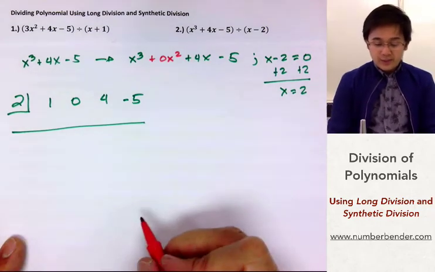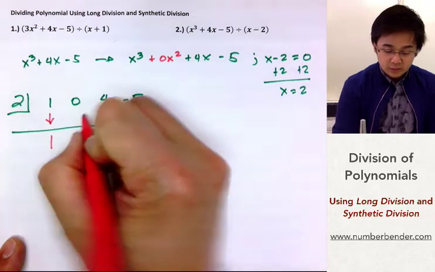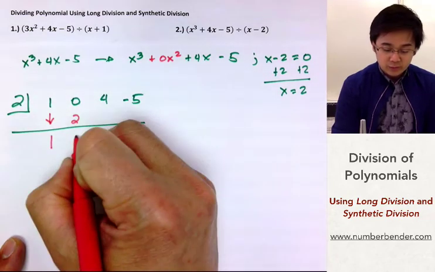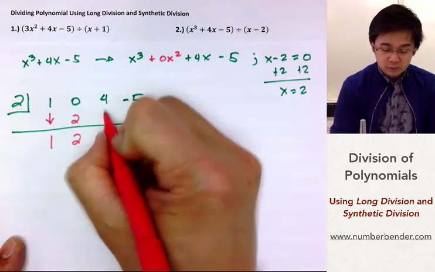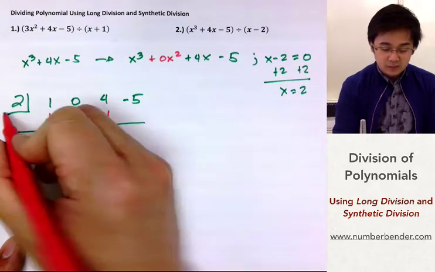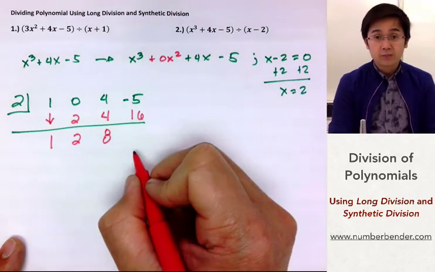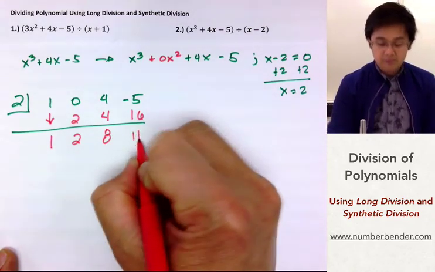And just like what we did, we're going to bring down the first term. 1 times 2 is 2. 0 plus 2 is 2. 2 times 2 is 4. 4 plus 4 is 8. 8 times 2 is 16. And negative 5 plus 16 is positive 11.